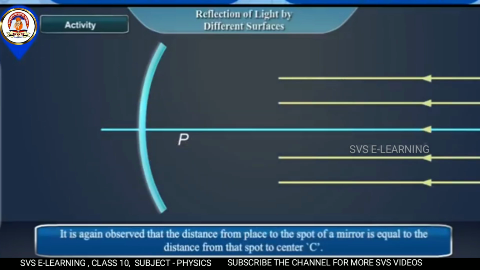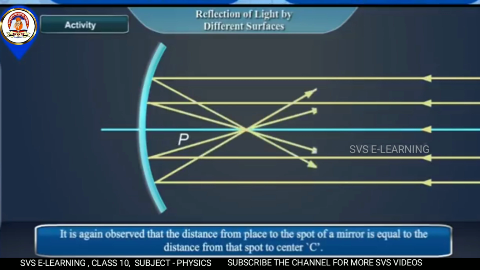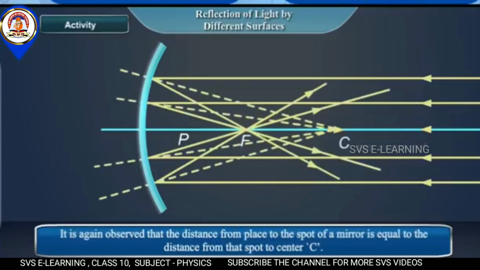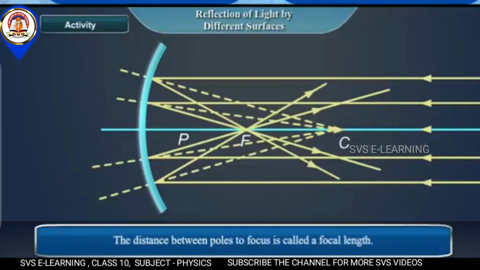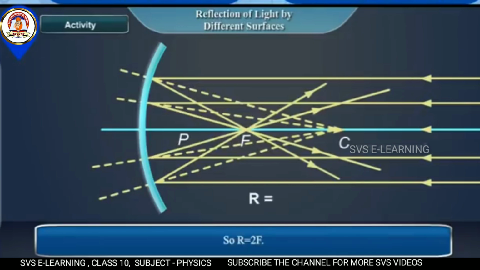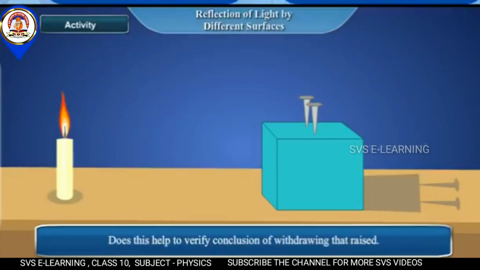It is again observed that the distance from the pole to the focus of the mirror is equal to the distance from that focus to the center C. The distance between the pole and the focus is called the focal length. The radius of curvature will be twice the distance from the focus to the pole. So R equals 2F. Does this help to verify the conclusion?